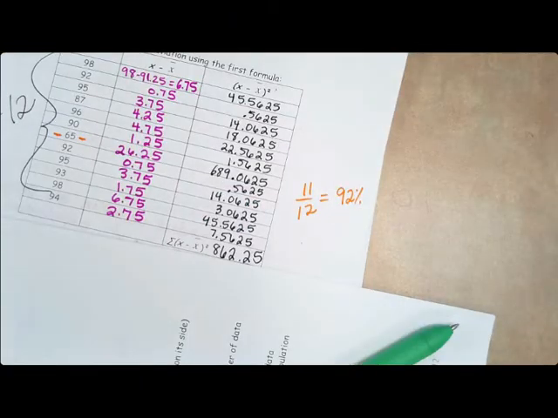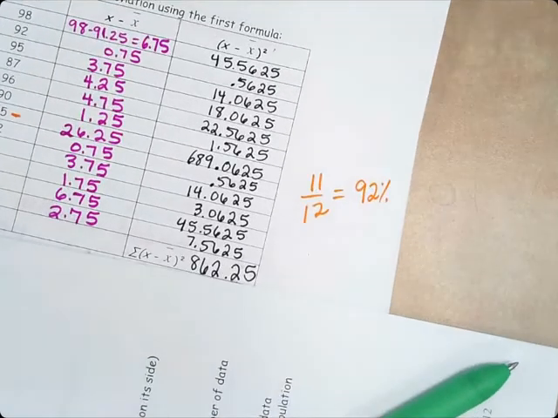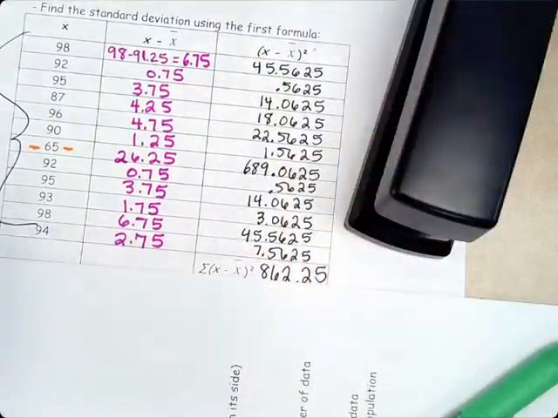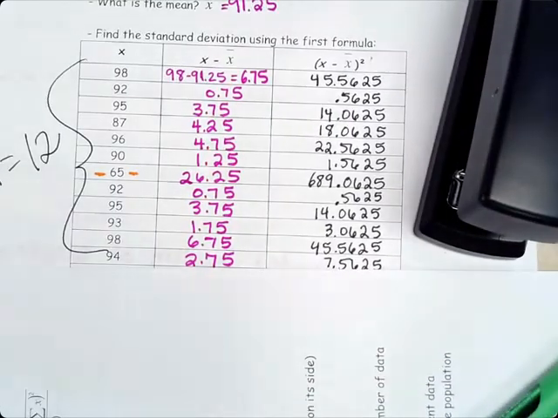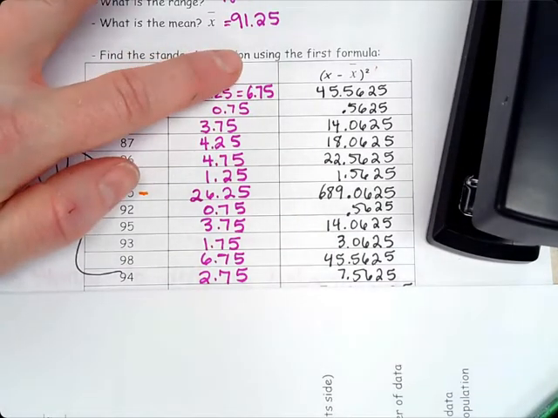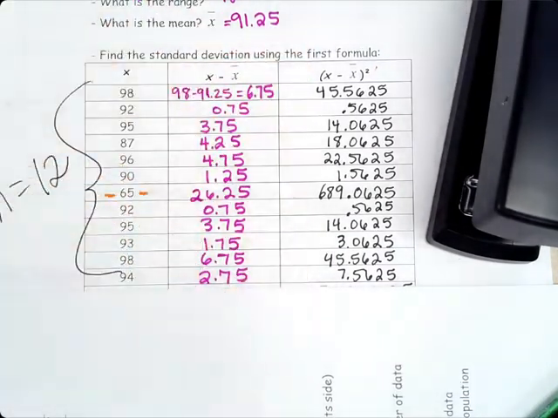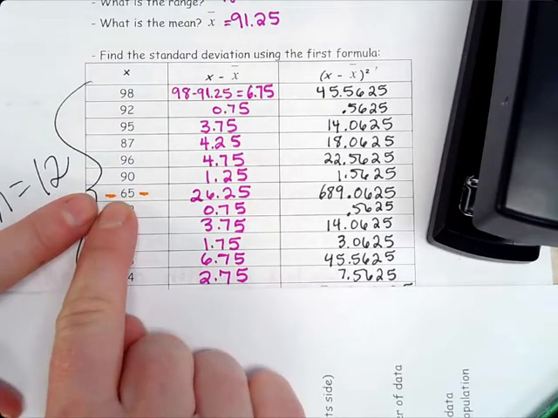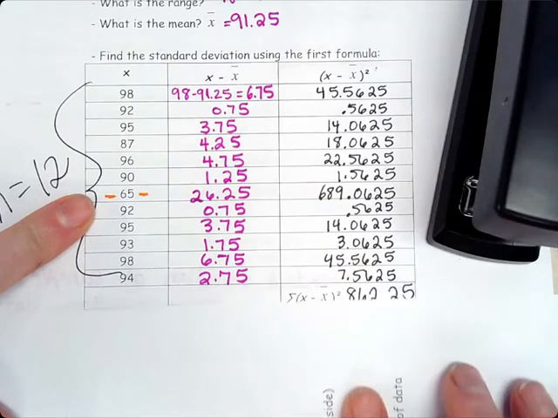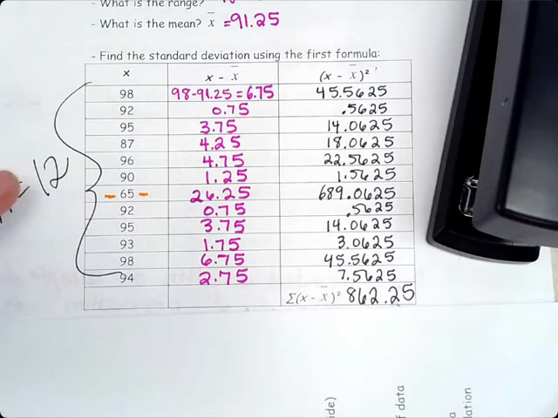Okay, let's see how you did. Here is what you get whenever you square the difference between each data point and the mean. So those are the numbers. The largest one is 65. It's an outlier, right? Okay, and then you add them up. And that's what you should get: 862 and a quarter.